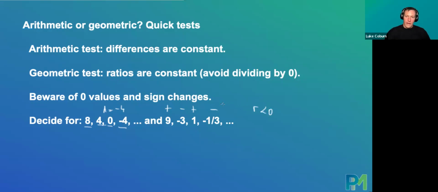Okay, and r here is equal to minus 1/3, isn't it? Because 9 multiplied by minus 1/3 gives me minus 3. Minus 3 multiplied by minus 1/3 gives me, minus by minus is plus, 3 by a third is 1, and so on.